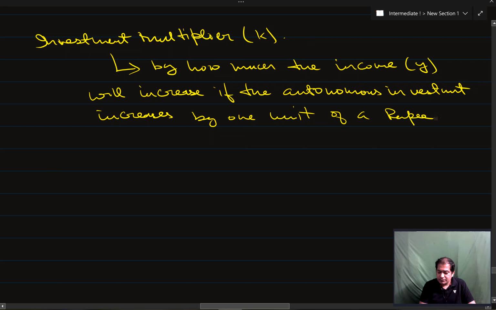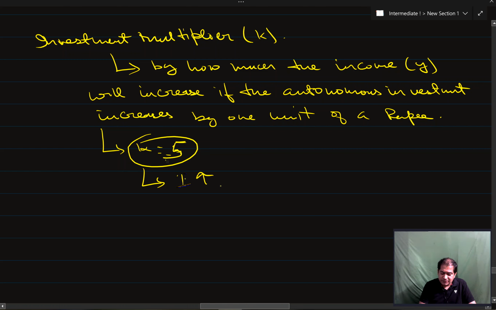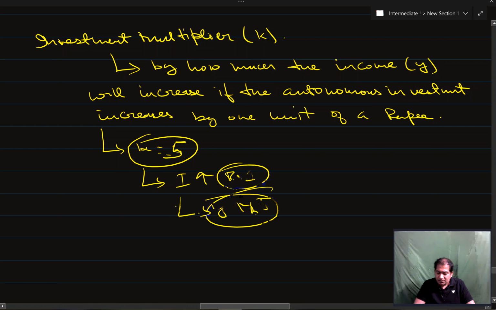rupee. It means if suppose the value of K is 5 and the autonomous investment, that is I, increases by rupees 1, then the income will increase by rupees 5. So income will increase 5 times compared to the increase in the autonomous investment.